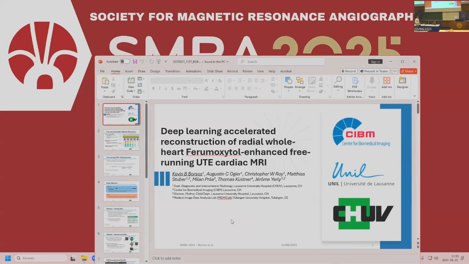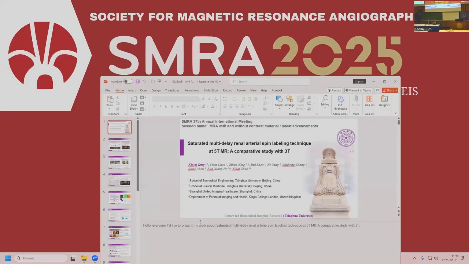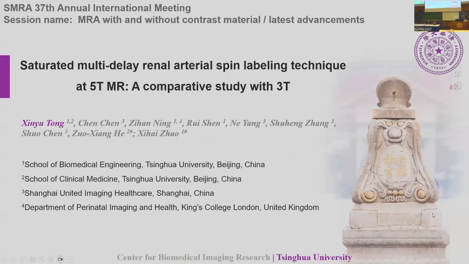So the next talk is from Xinyu Tong, and the title is Saturated Multi-Delay Renal Arterial Spin Labeling at 5T Ultra-High Field MR, a comparative study with 3T. And Dr. Tong is from the School of Biomedical Engineering at Tsinghua University, China. Thank you for the kind introduction. I'm Xinyu Tong from Tsinghua University.